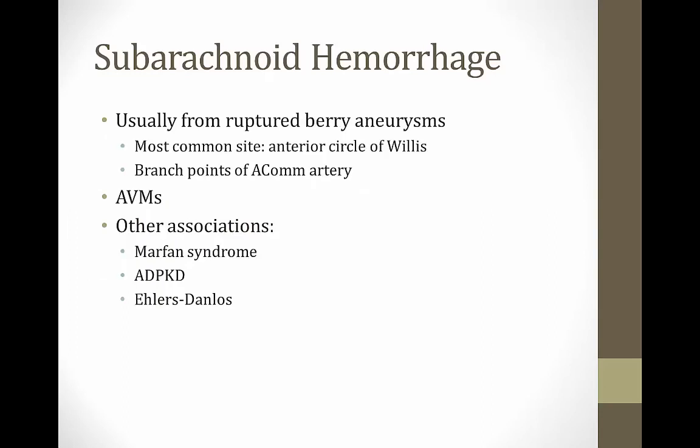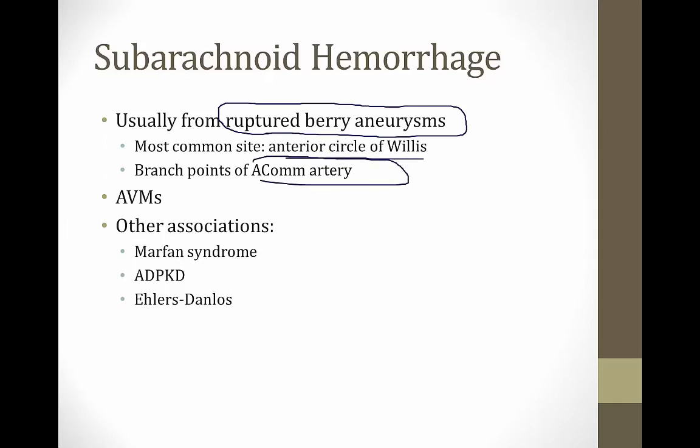Almost always, these types of bleeds occur from rupture of a berry aneurysm, and I talk about this in more detail in the module on cerebral aneurysms. The most common site is the anterior circle of Willis at the branch points of the anterior communicating artery. People who have AV malformations in their brain can also get subarachnoid hemorrhage, and there are some conditions associated with subarachnoid hemorrhage and berry aneurysms, including Marfan syndrome, polycystic kidney disease, and Ehlers-Danlos.